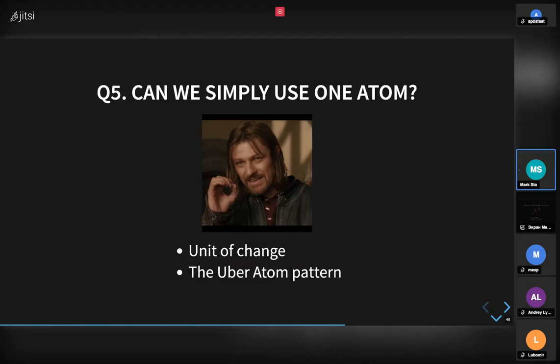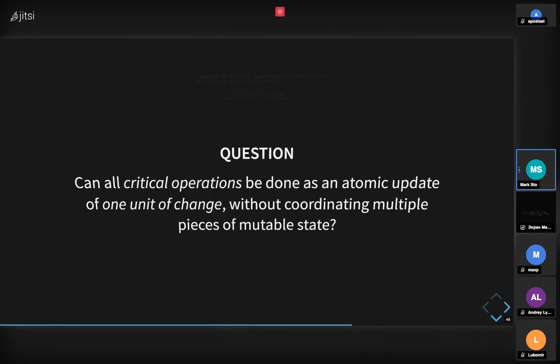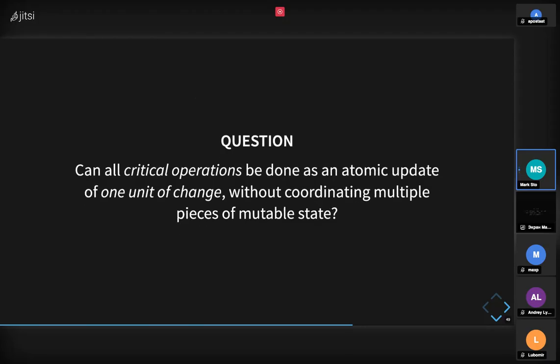An important distinction of the atom in Clojure from the raw atomic reference in Java is that the swap operation that applies the update to that mutable state can re-execute itself multiple times. So the update body must have no side effects whatsoever. Otherwise, you'll simply hit partially applied effects. So the question here is, can you organize a state so that all critical operations are performed as an atomic update of a single unit of change, say an Überatom, without needing to coordinate multiple independent pieces of mutable state?